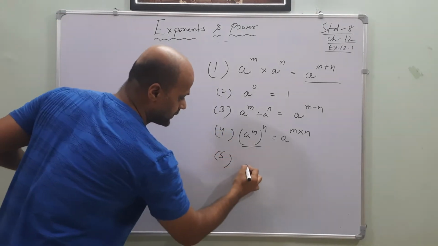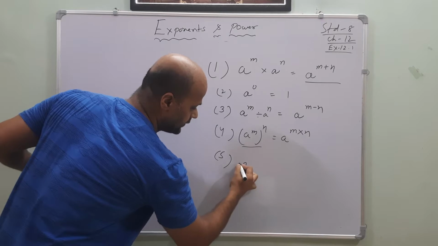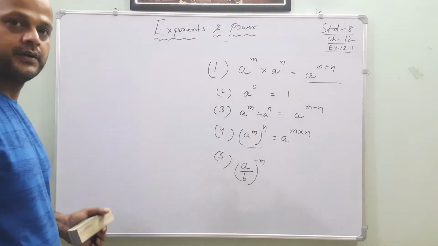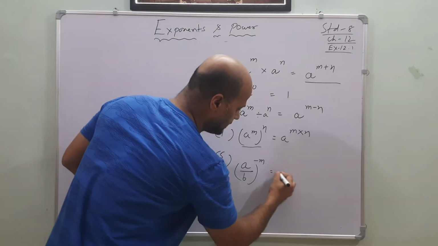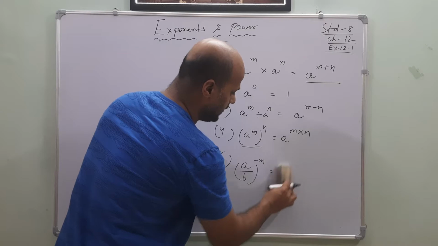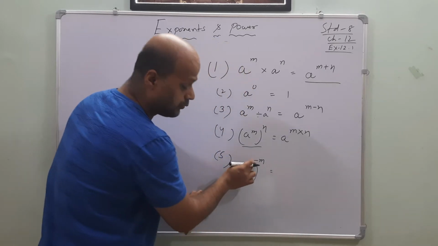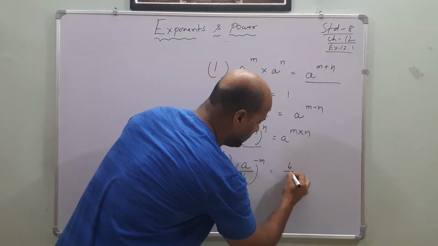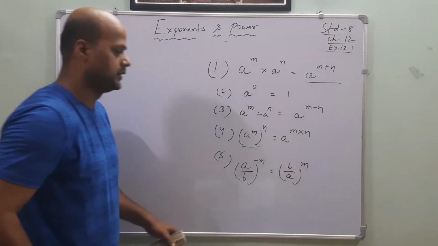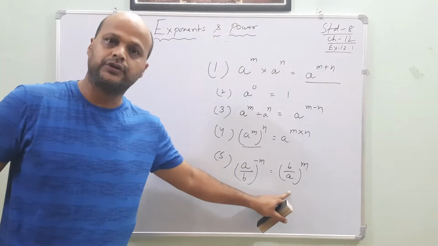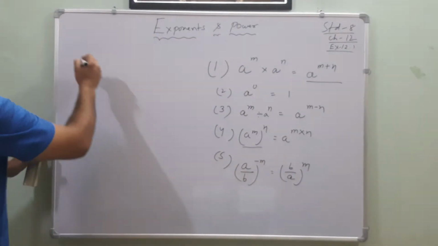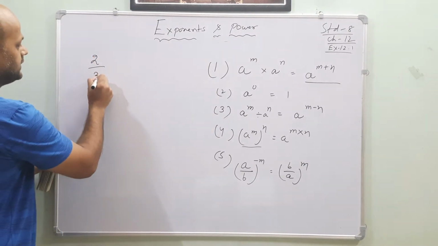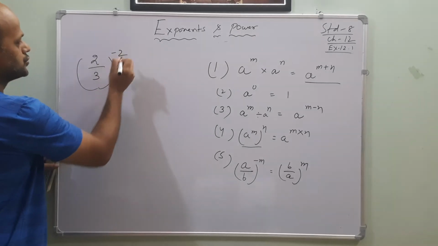Fifth one: a by b whole power of minus m. Then the formula will be like that. Minus is there now, then it will be a reverse one. What will it be? b by a whole power of m. If the question is given in this manner, you have to do it like this. Let's take an example: 2 by 3 whole power of minus 2.